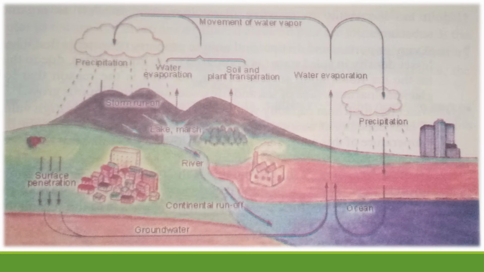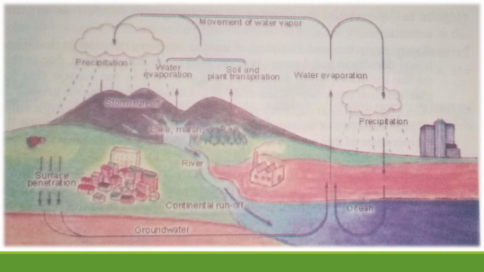And here we have water evaporation, because on the mountains glaciers are present. Soil and plant transpiration also come in here. When plants get water from the earth, they transpire it into the air. Water evaporation from the glaciers also goes into the clouds, falls as rain on the earth, and again comes into the ocean. So this is another water cycle you can see.